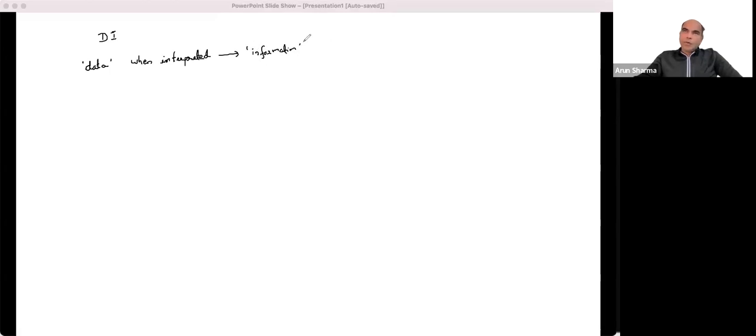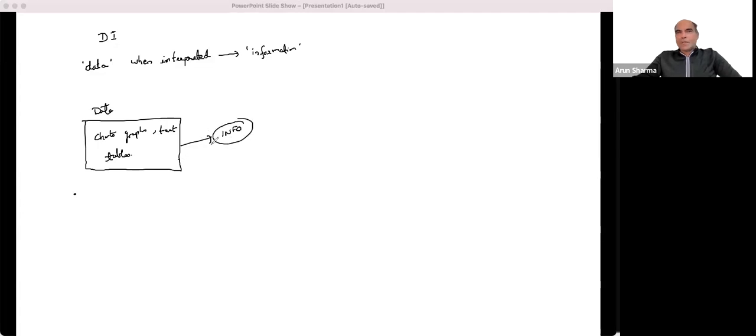Right? So what a DI set does is that it gives you some data in the form of charts, graphs, text, tables, and from this data, there is some natural information that is flowing out that can be extracted from this data. The questions on the set will ask you, let's say this is a set of 5 questions.